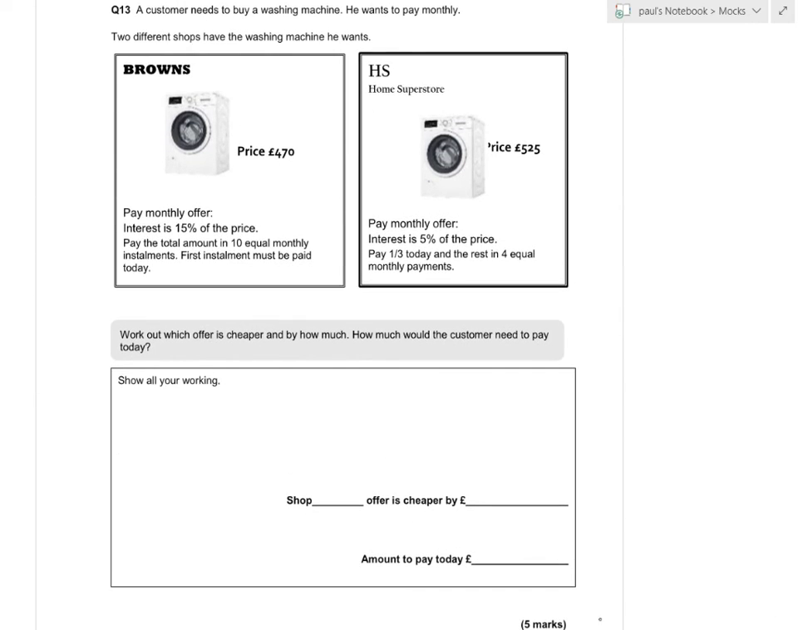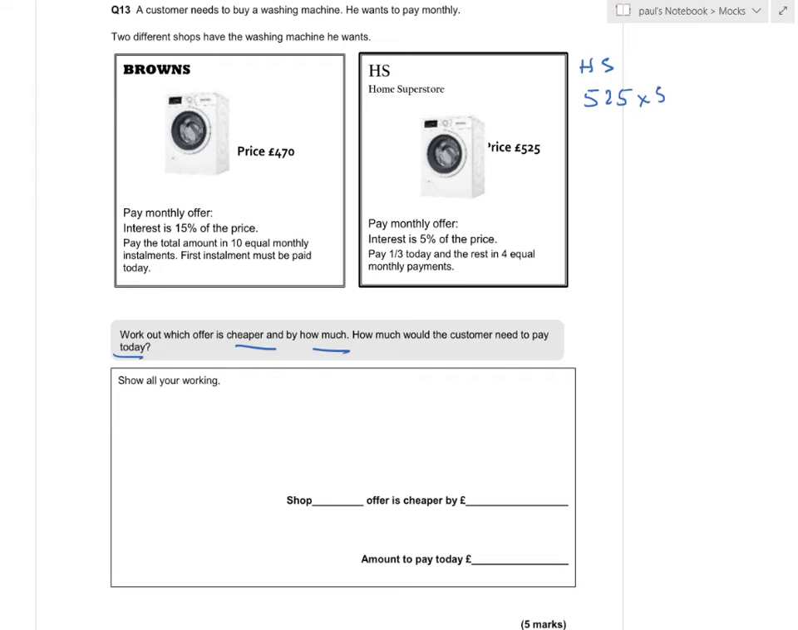Oh, washing machines. Right. Work out which offer is cheaper and by how much. And how much would the customer need to pay today? So let's have a look at HS. So I'm going to do HS over here. HS is here. So we've got 525 and interest is 5% of the price. Pay a third today and the rest.